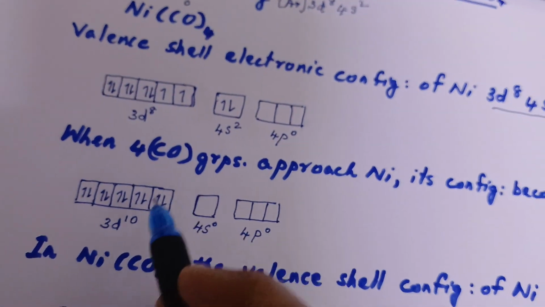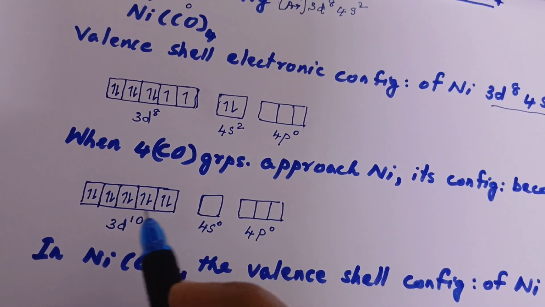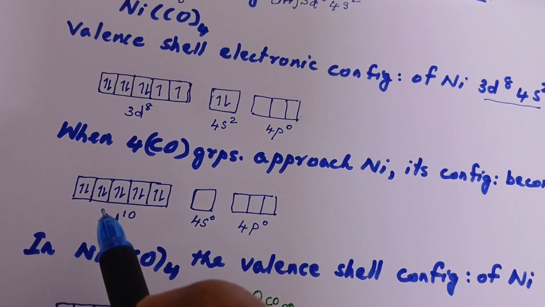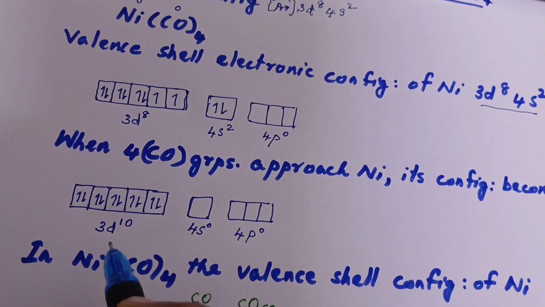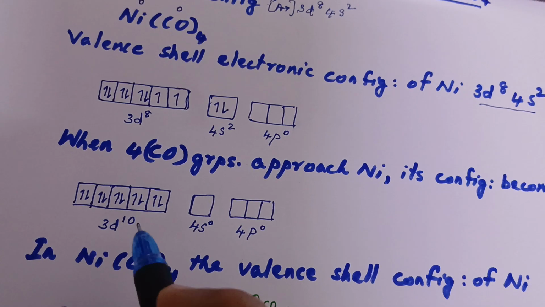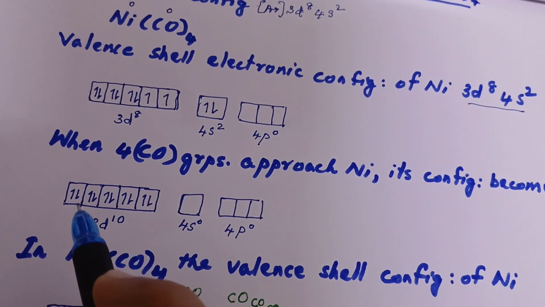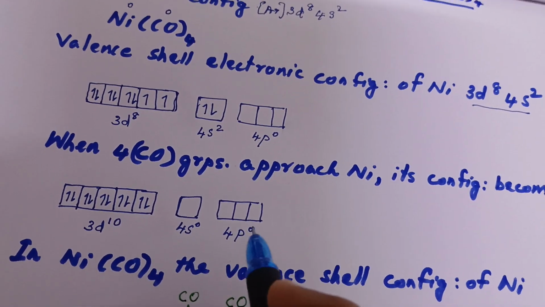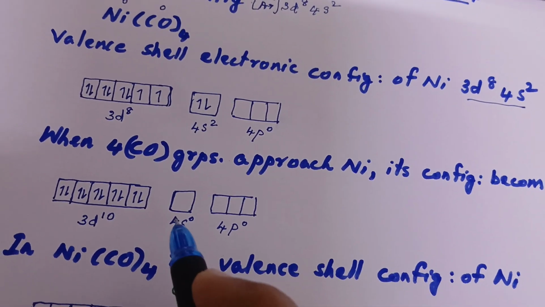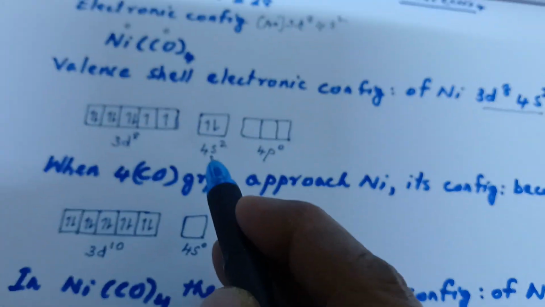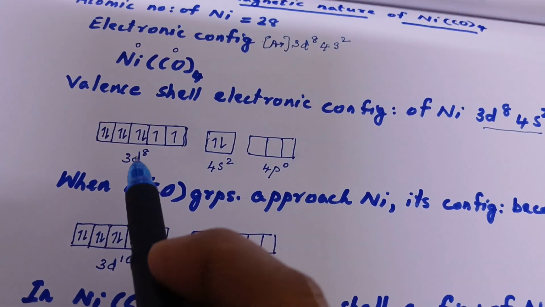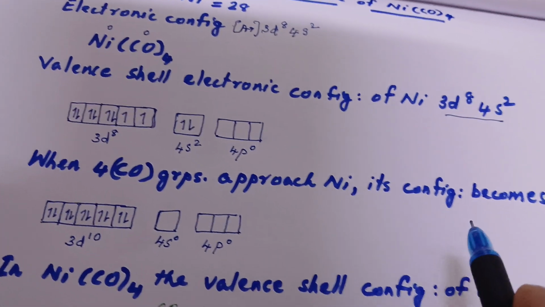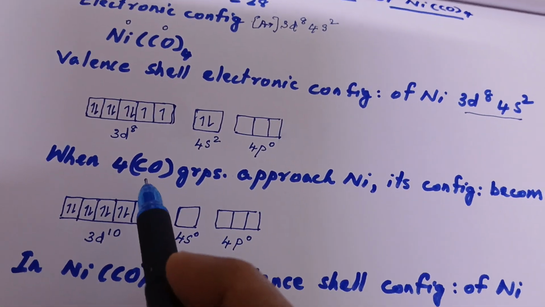CO or carbonyl, as you know, is a strong field ligand, and that ligand will make the electrons pair up in the d orbital. So the 3d orbital of nickel becomes fully occupied, and the 4s and 4p will be vacant. There were 2 electrons in the 4s orbital. Those 2 electrons have come into the 3d orbitals with the approach of the carbonyl groups or the ligands.